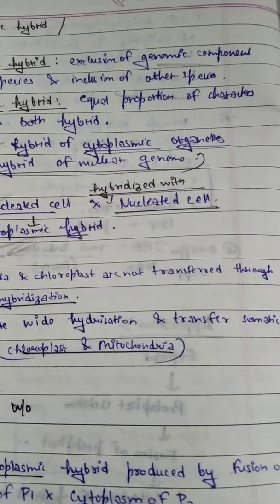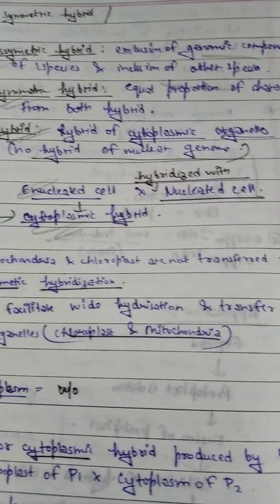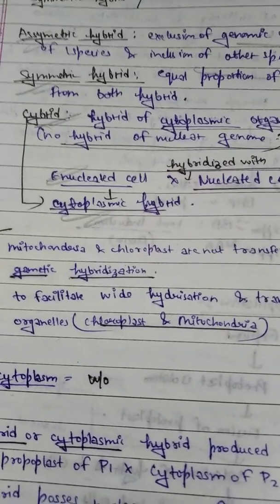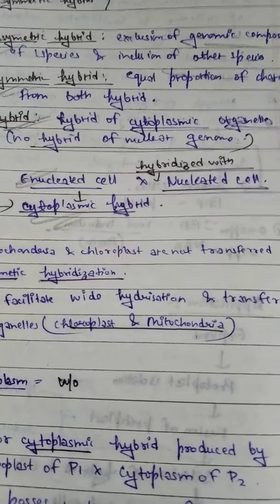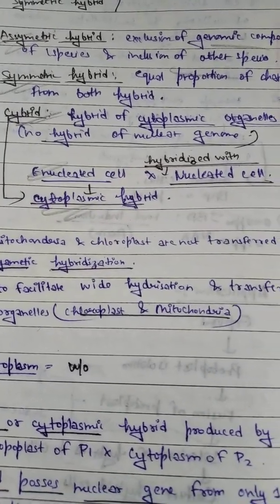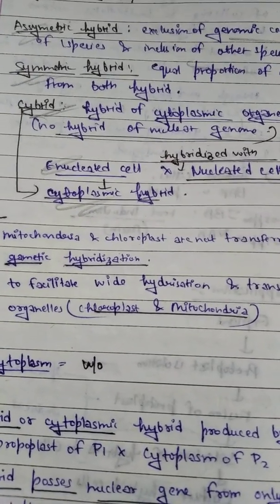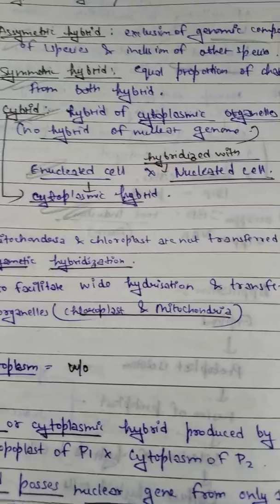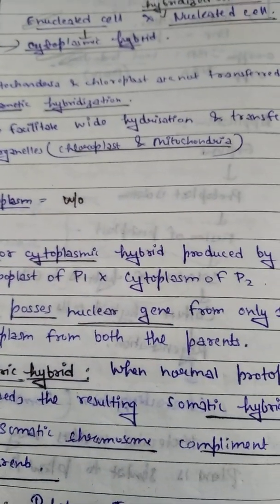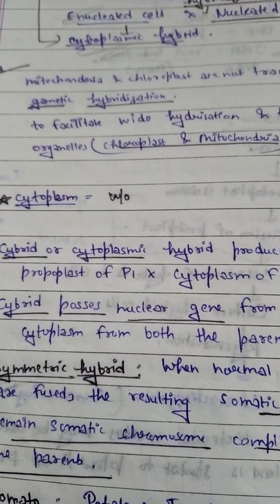Students, next is asymmetric hybrid. In an asymmetric hybrid, we exclude the genetic component of one species and include the genetic component of the other species. Please remember asymmetric hybrid. And the cybrid is most important. Cybrid is a hybrid of cytoplasmic organelle, the question I asked. In a cybrid, we fuse an enucleated cell with a nucleated cell. Please remember it. We fuse the protoplasm of one parent and the cytoplasm of another parent. So please remember cybrid is also called cytoplasmic hybrid.